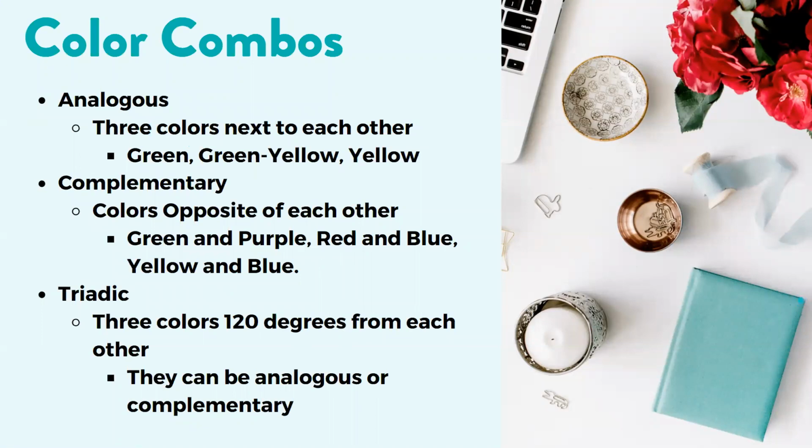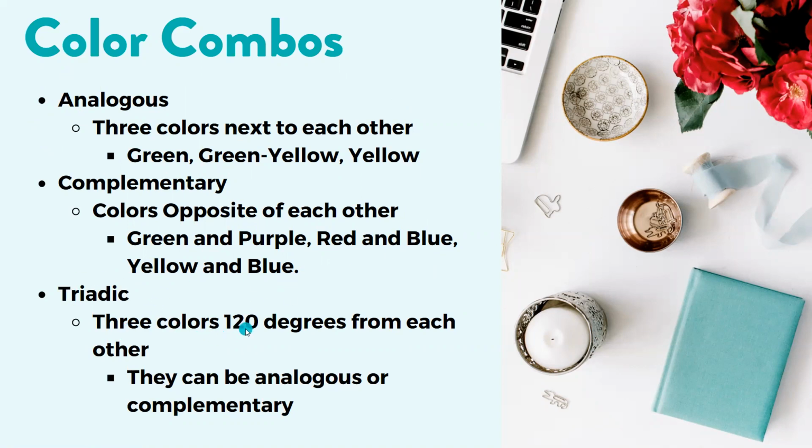So next, I want to talk about some color combos. So we have this one here, 3 colors that are next to each other. So that would be like a green, yellow, and a yellow-green. And these are all based off a color wheel. Complementary, so colors opposite of each other: green and purple, red and blue, yellow and blue.